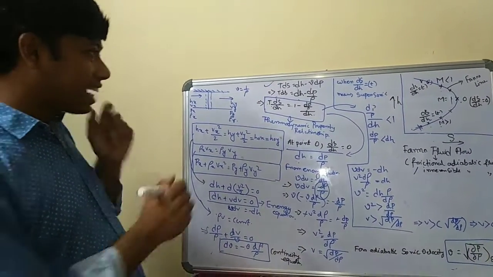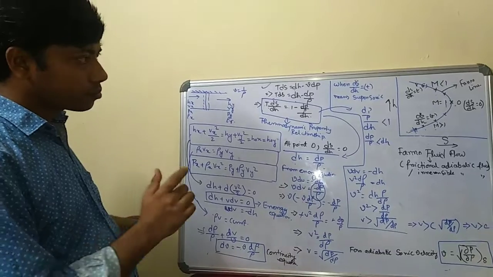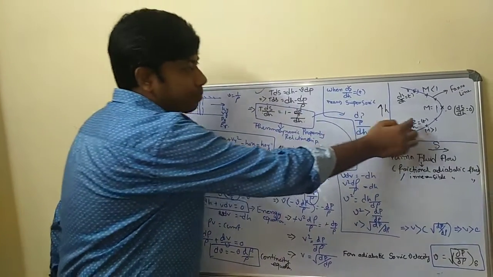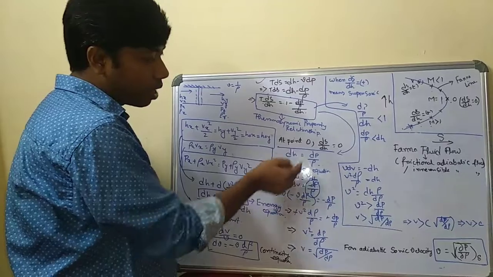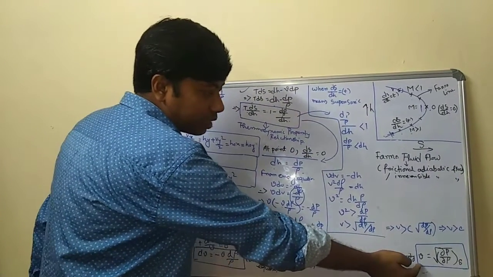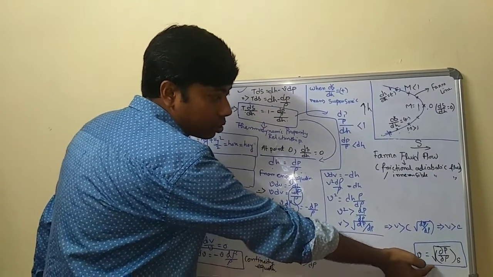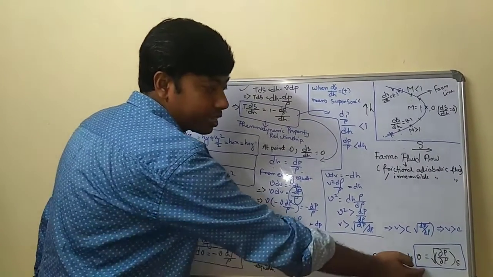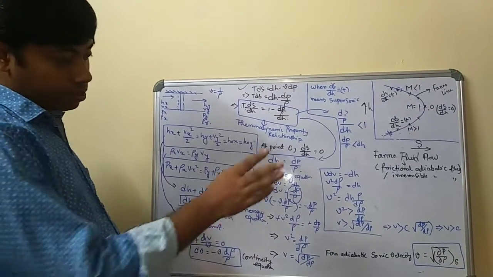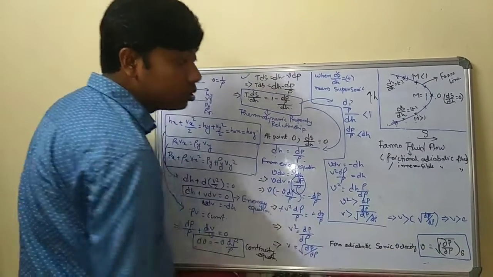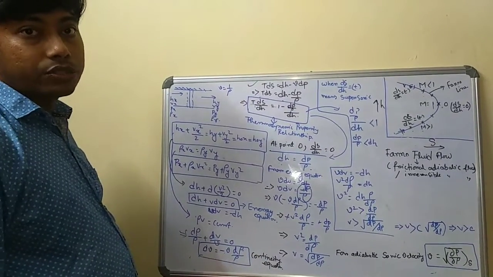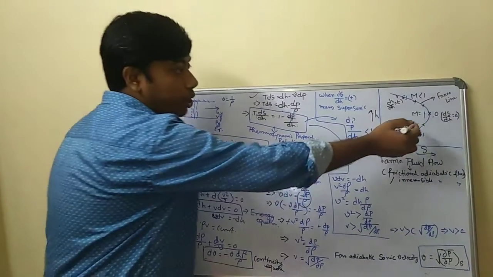Now, what happens when you apply dS by dH equal to 0? You get the sonic velocity, which means the fluid velocity is equal to the sonic velocity. That means the velocity of the fluid is equal to the acoustic velocity, or the velocity of sound, at point O.